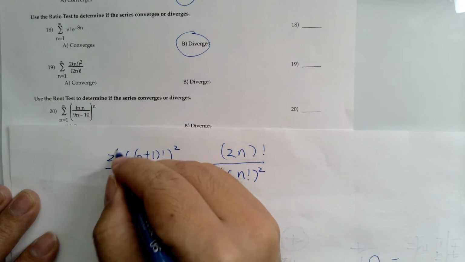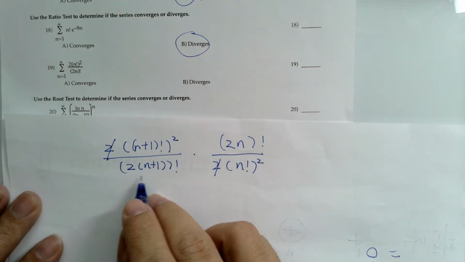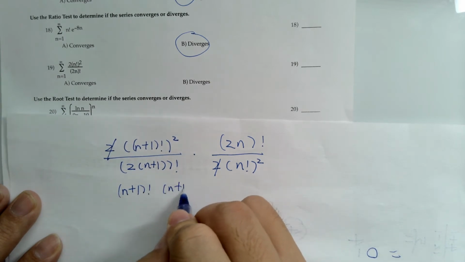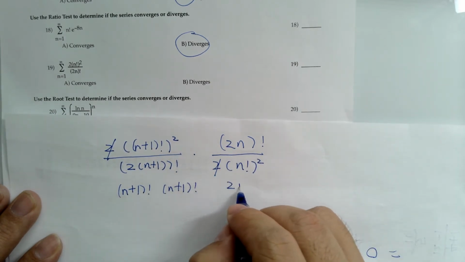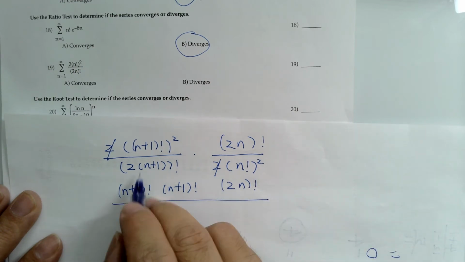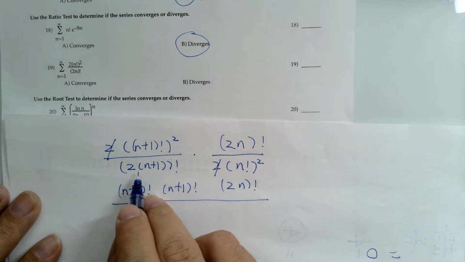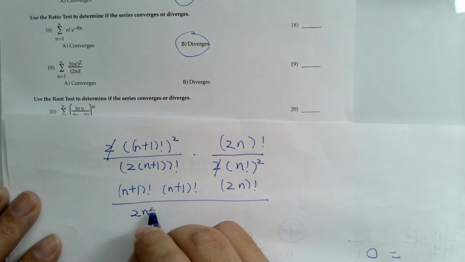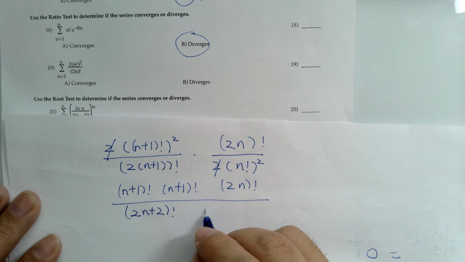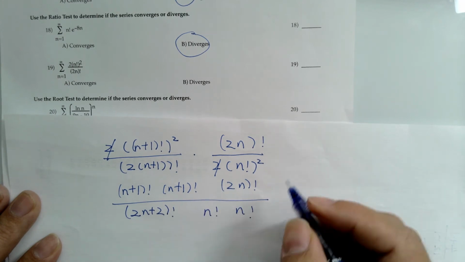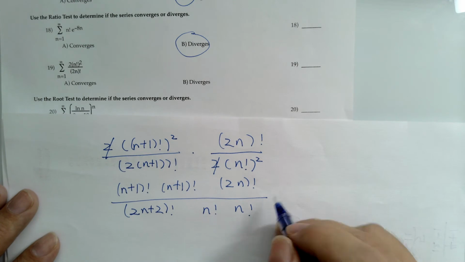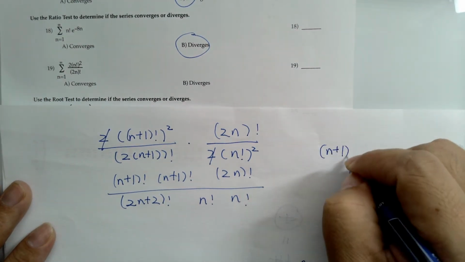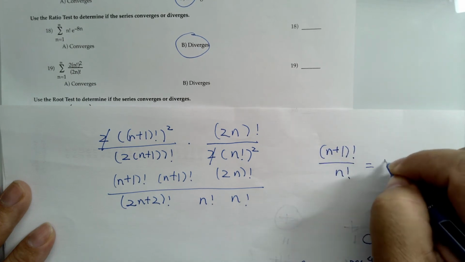So first of all, this 2 and 2 can be cancelled. On the bottom, this is going to become (n+1) factorial times (n+1) factorial over 2n factorial. Keep in mind, this is 2n+2 factorial. So it's going to be (2n+2) factorial times n factorial and n factorial, just to split the square into itself. So now you can see that (n+1) factorial over n factorial will give you n+1.